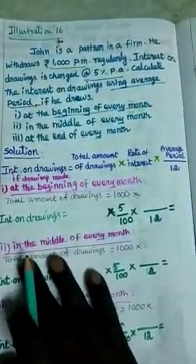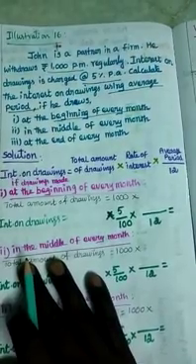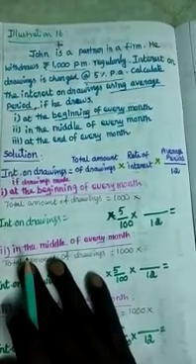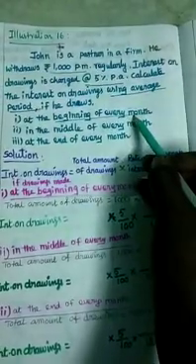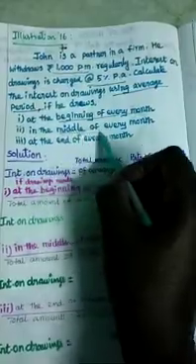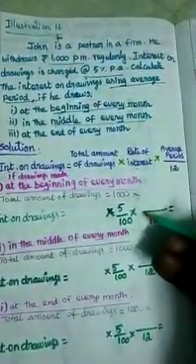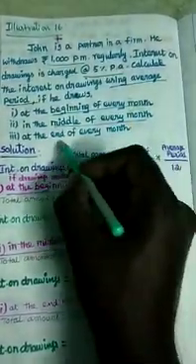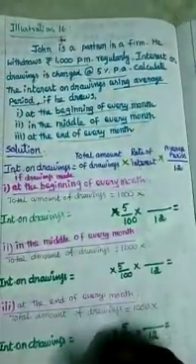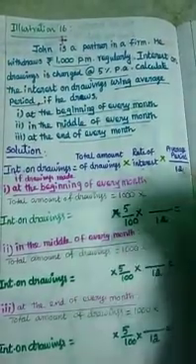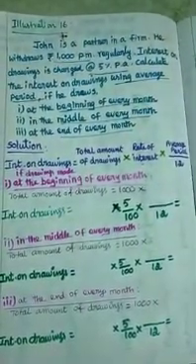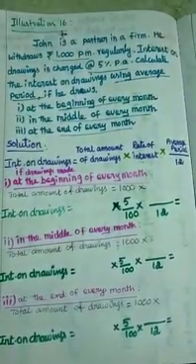If he draws at the beginning of every month, so now we see here John is getting the amount from the partnership firm every month. Suppose he is going to get the amount at the beginning of every month, how will you treat it? The same way, in the middle of every month, what is the interest on drawings? At the end of every month, what is the interest on drawings? So in three situations we have to calculate the interest on drawings.